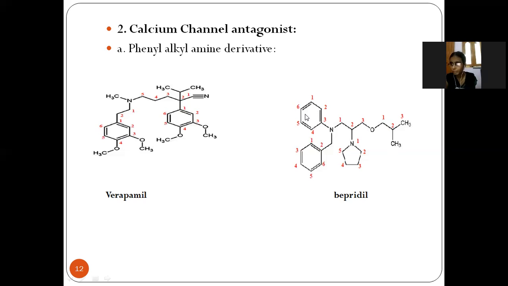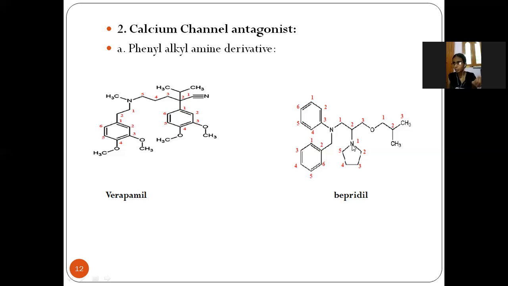Here, if you see the structure, two benzene rings are present, directly attached to the nitrogen atom, and this is attached to the 3 carbon. The presence of 3 carbon atoms means propyl, so it is attached to the propane.